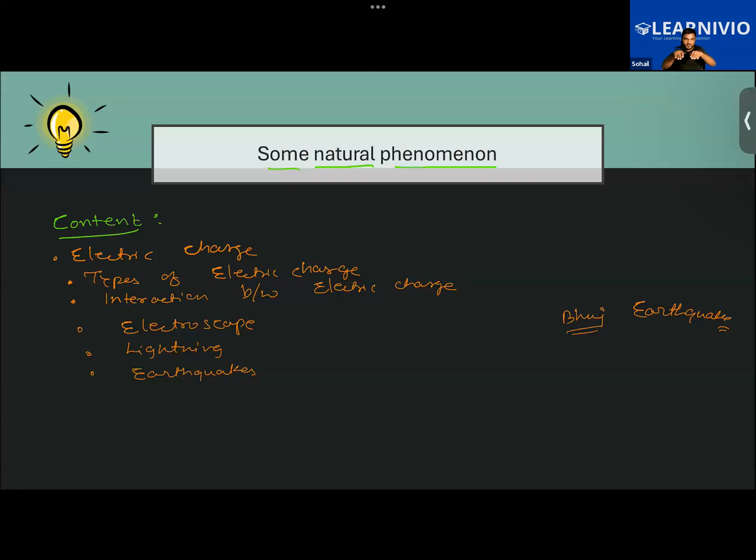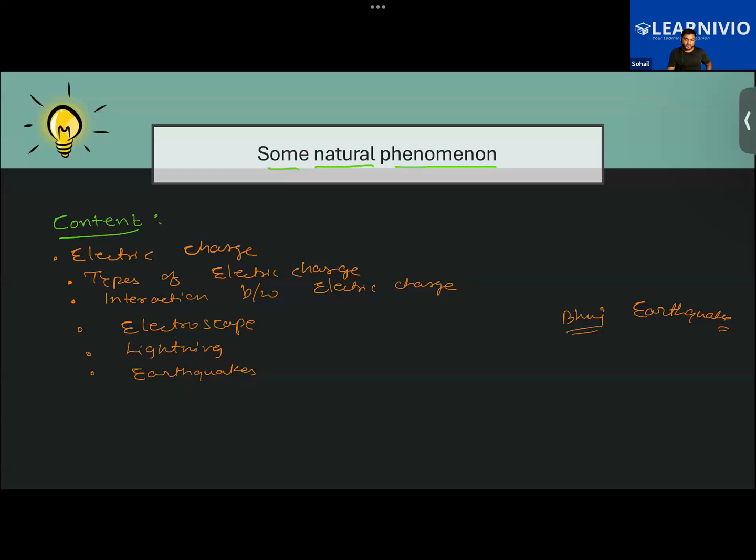So those plates will be colliding with each other. And the place where they will be colliding, a huge amount of energy will be released. As a result of that, the surface of the earth will be trembling. Getting at what I'm trying to say?